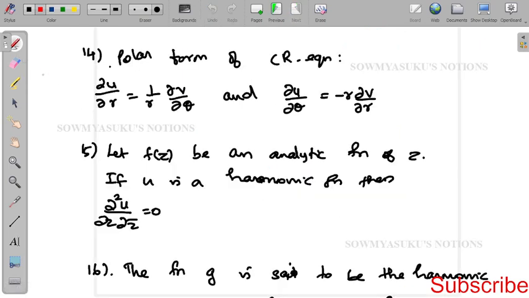Just before, we saw the CR equation for the Cartesian form, the XY form. Now we are going to see the polar form. That is, dou u by dou r is equal to 1 by r into dou v by dou theta, and dou u by dou theta is equal to minus r into dou v by dou r. This is the polar form of the CR equation.